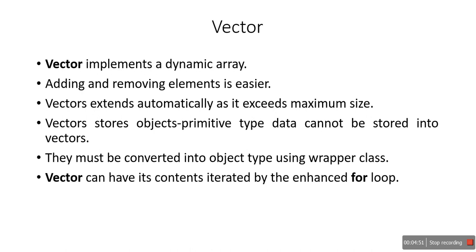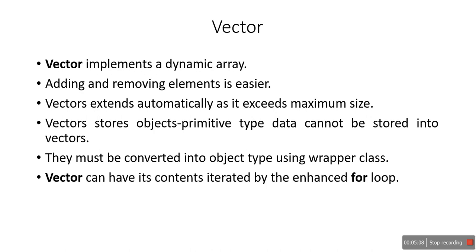So vector stores objects. Primitive data types cannot be stored into vectors. So here vector stores objects. Every element we store in a vector acts as an object.